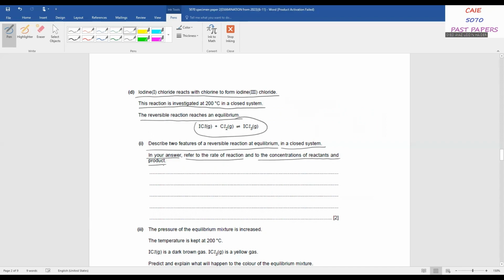It's very easy. Any reversible reaction reaching a dynamic equilibrium state in a closed system will always have rate of forward reaction equal to rate of backward reaction. So you can write rate of forward reaction is the same as the rate of backward reaction.